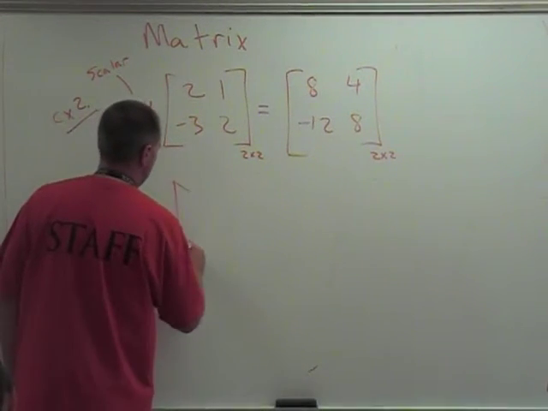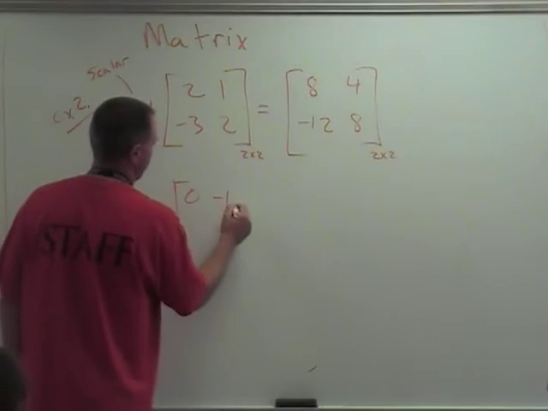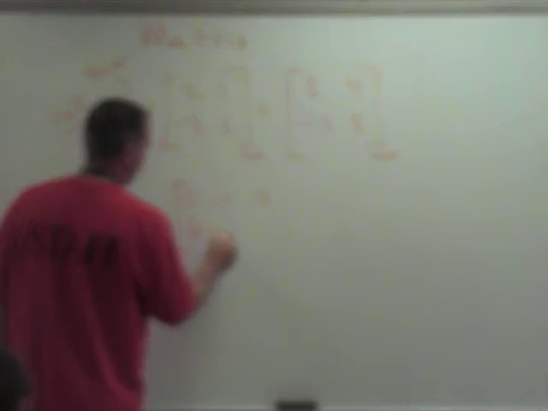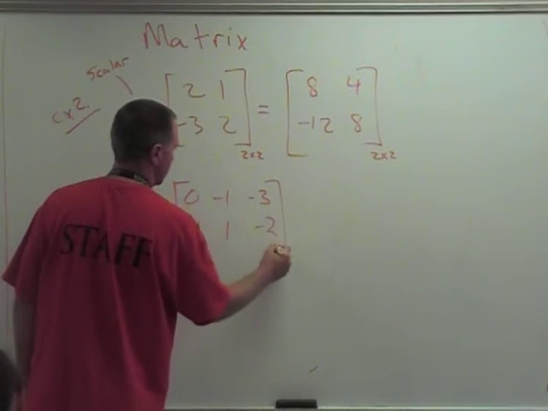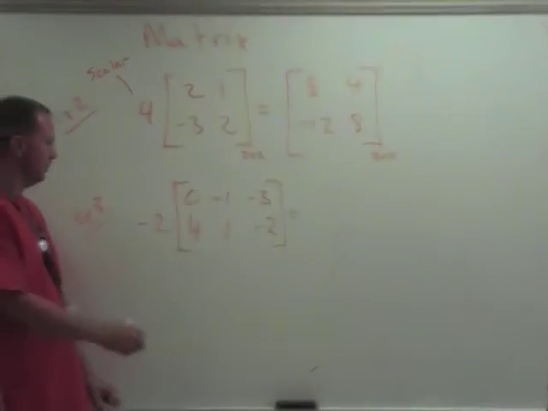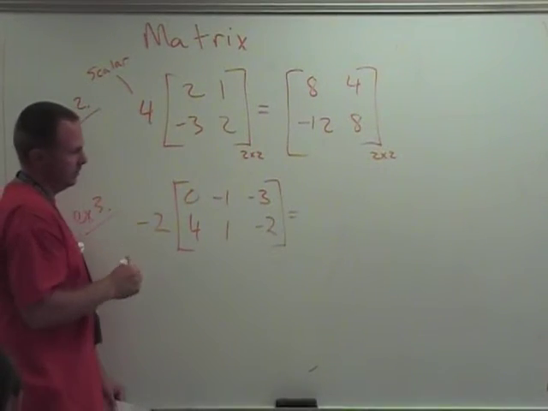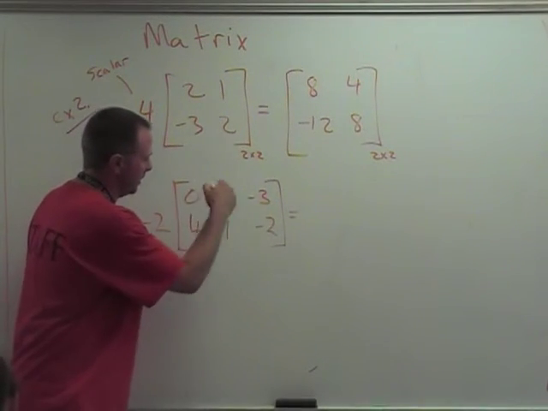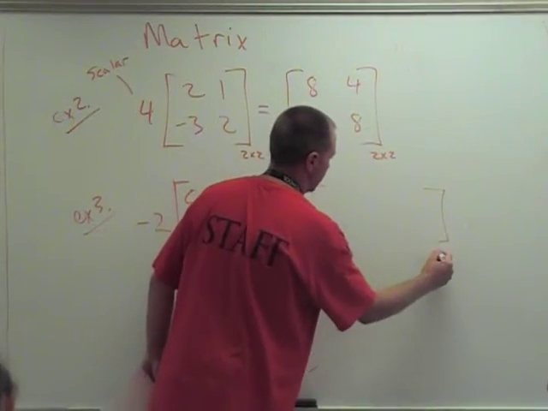Negative 2 times 0, negative 1, negative 3, 4, 1, and negative 2. Everybody do that. Those of you who are struggling, take this negative 2 times each of these entries. What size matrix is it? 2 rows by 3 columns. So your answer should be 2 rows by 3 columns.